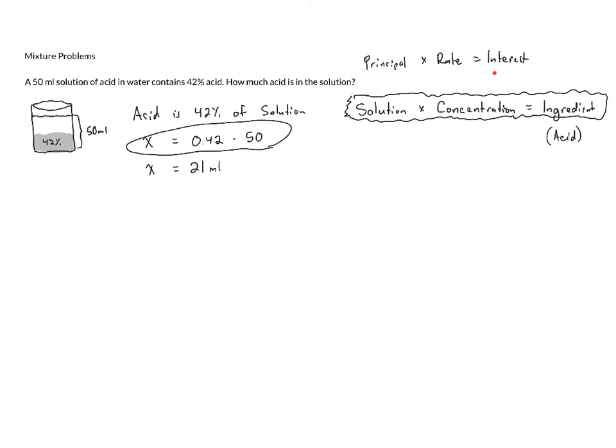In the mixture problems, you're going to have two different solutions that get mixed together to create a third, and you're going to need to figure out how much of each of the original solutions was mixed together. So it's a similar sort of problem. Instead of 2 bank accounts, we're going to have 2 solutions that get mixed together. And you're going to be using this formula, solution times concentration equals ingredient, to organize your information and solve for the unknowns.